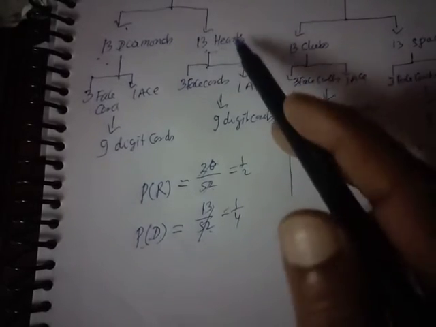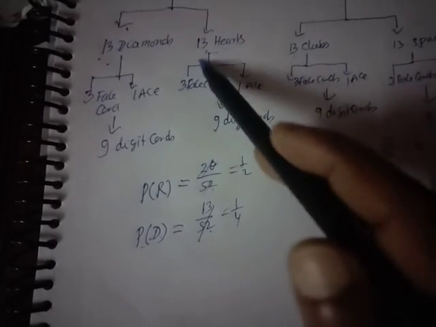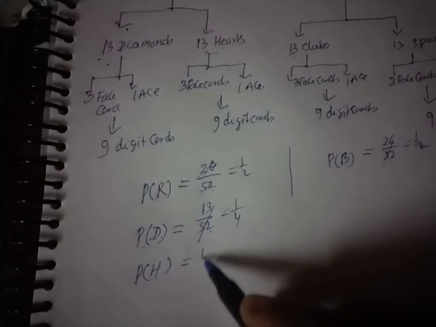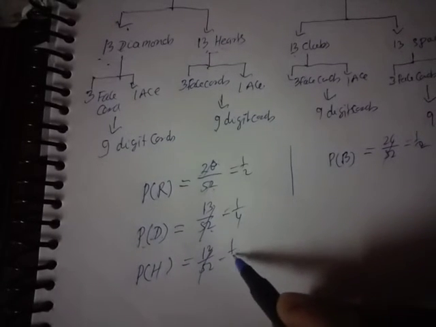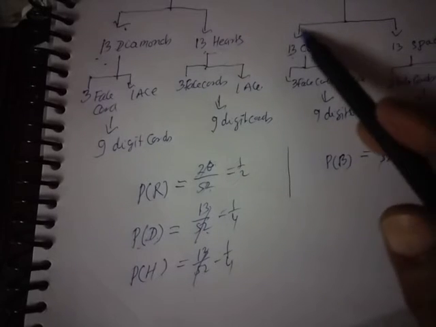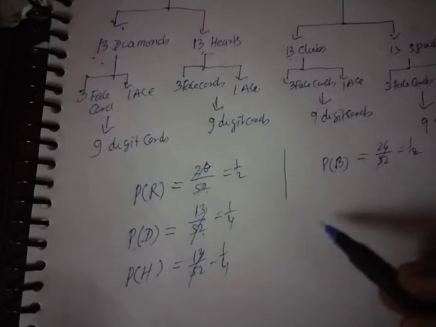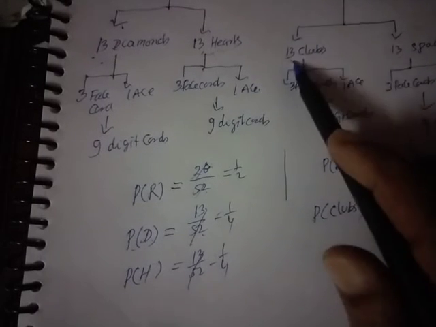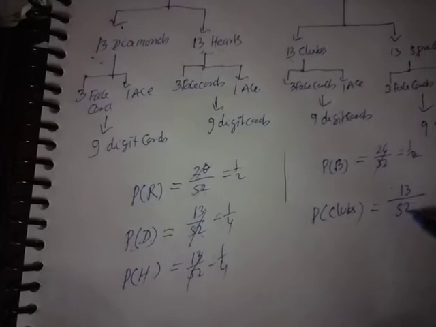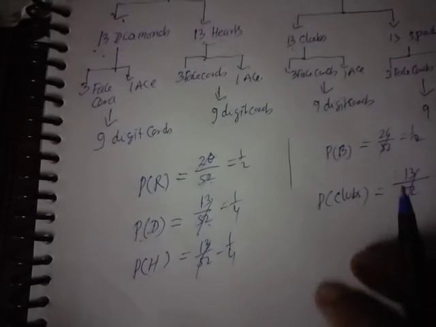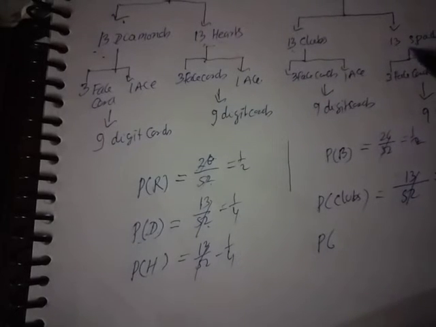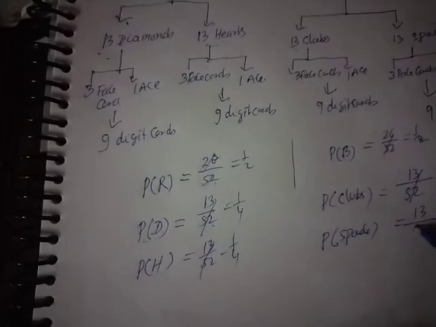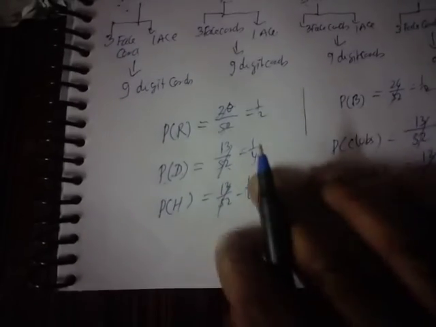Now you have to find out the probability of the heart. The heart is there in the red cards. So the probability of heart is 13 by 52, also 1 upon 4. Suppose you have to find out the probability of a club card. How many clubs? 13. That is 13 upon 52, 1 upon 4. Now we have to find the probability of a spade card. How many spades? 13. That is 1 upon 4.